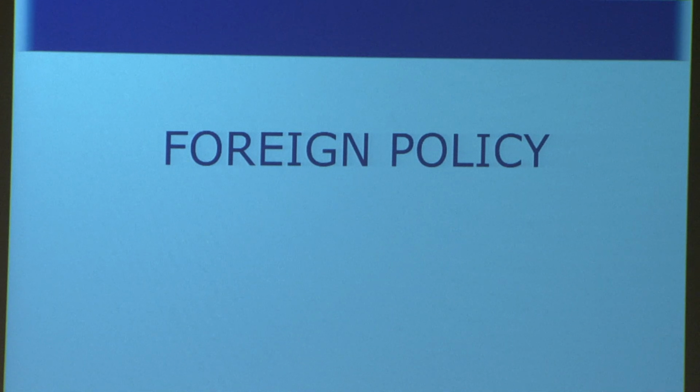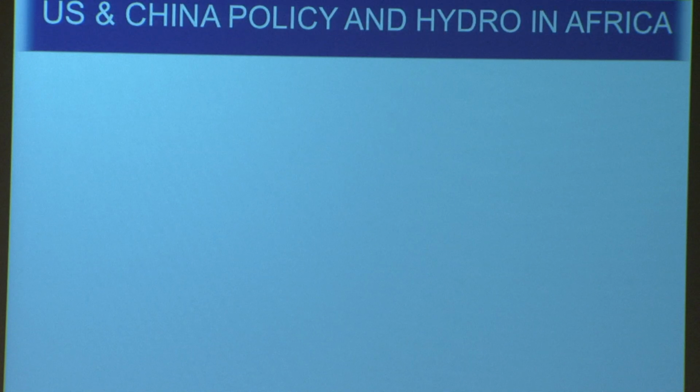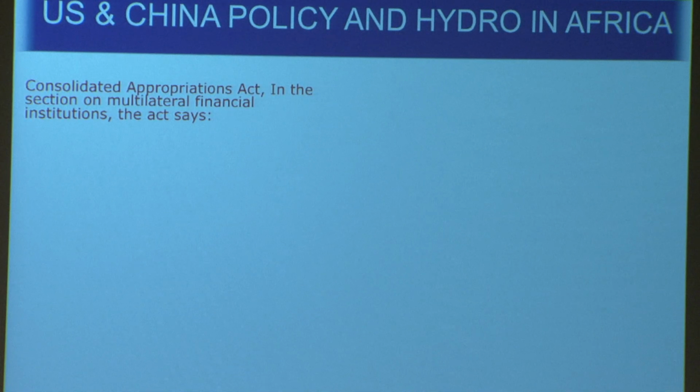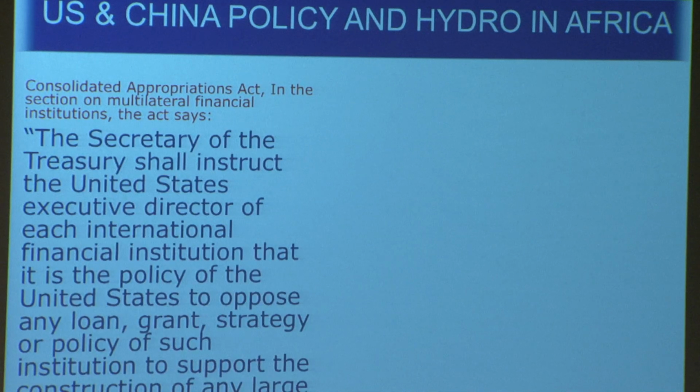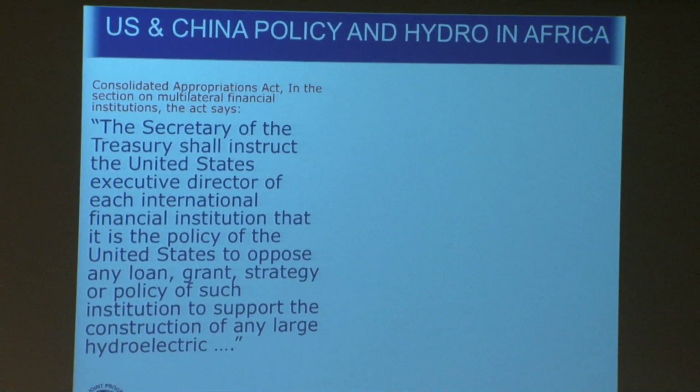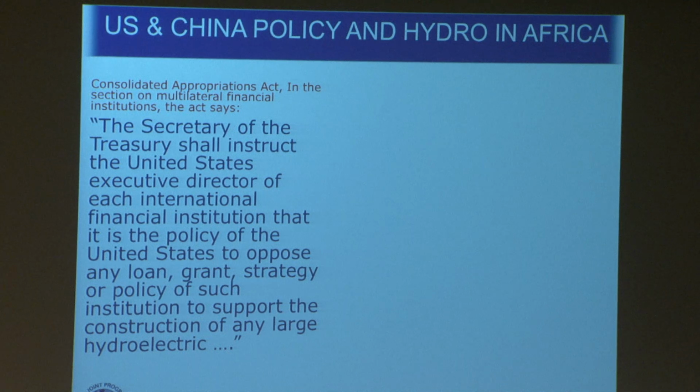The next one that's quite interesting for values is policy. Let's take a look at U.S. foreign policy on development of clean energy in Africa. The Secretary of the Treasury shall instruct the United States Executive Director of each international financial institution, World Bank, African Development Bank, where policies, to oppose any loan, grant, or policy to support the construction of any large hydropower plant. That's government law.